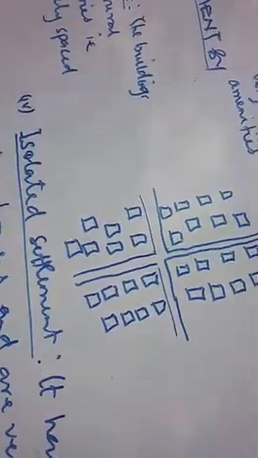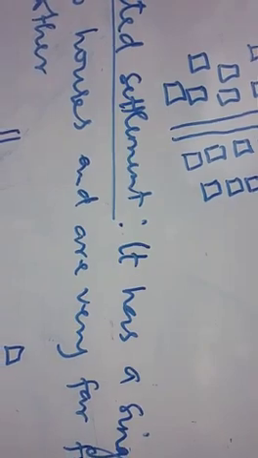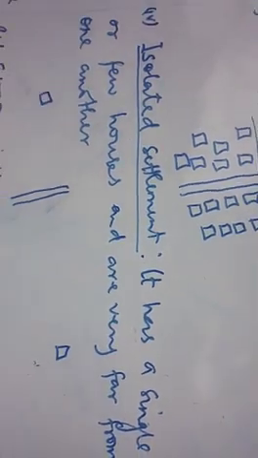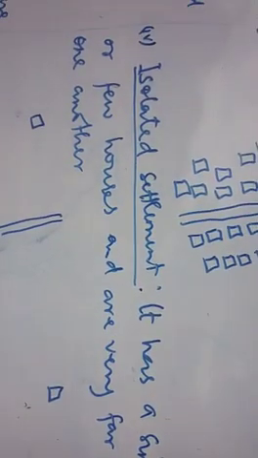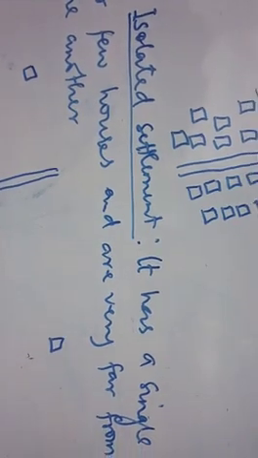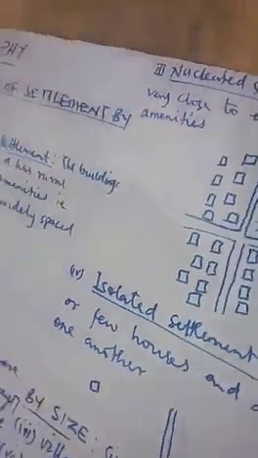The last but not the least we have is isolated settlements. It has a single house or a few houses, and they are very far from one another. You can see with the diagram, they are very, very far from each other. These are the patterns of settlements we have.